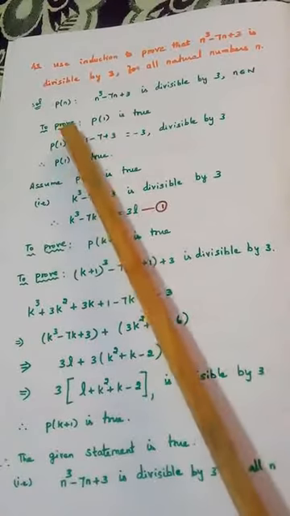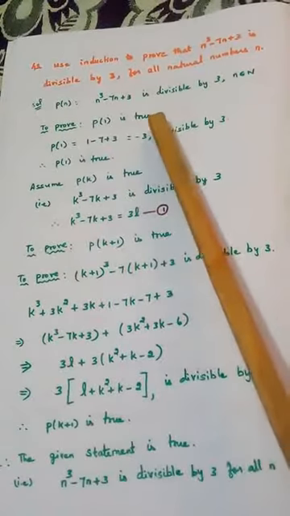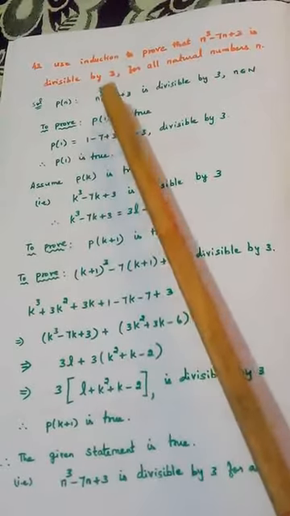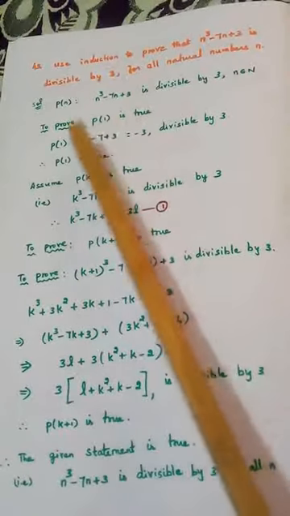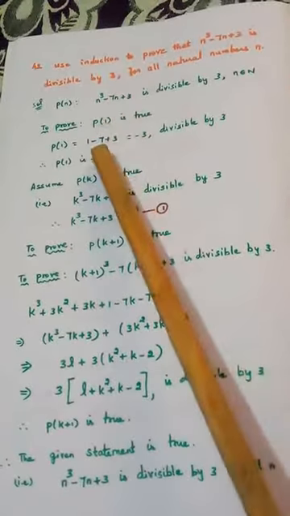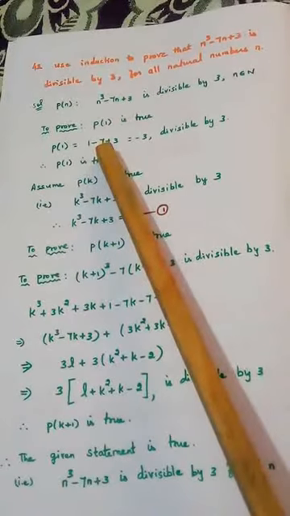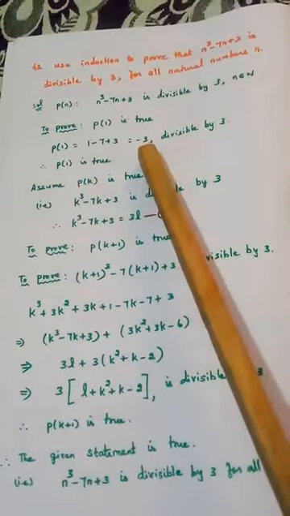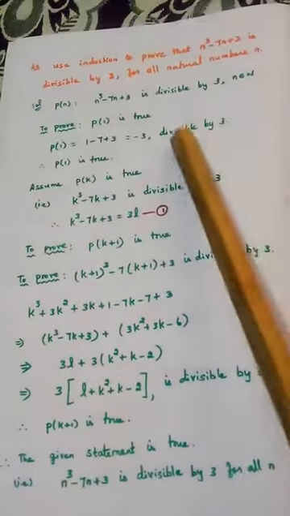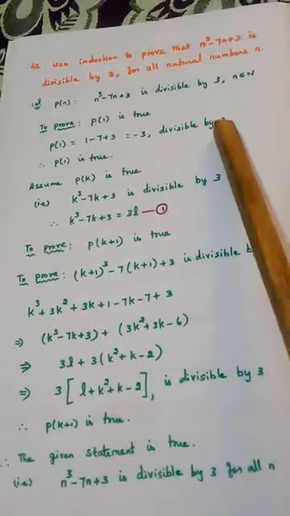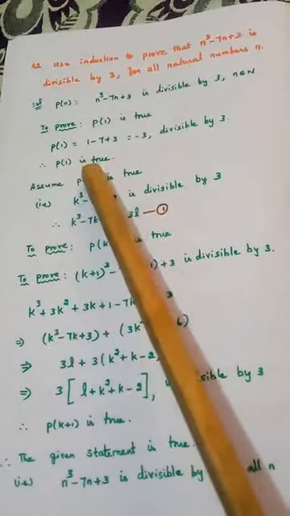As usual, first step is to prove P of 1 is true. So in this sum, P of 1 means replace n by 1. So 1 cube is 1, 7 into 1 is 7, plus 3. You simplify this. 1 minus 7 is minus 6, minus 6 plus 3 is minus 3. Minus 3 definitely is divisible by 3, right? Since minus 3 is divisible by 3, P of 1 is true.